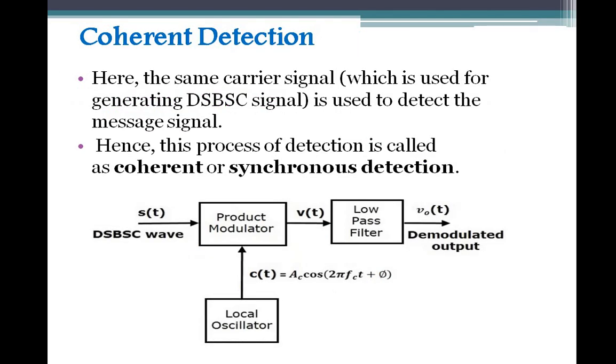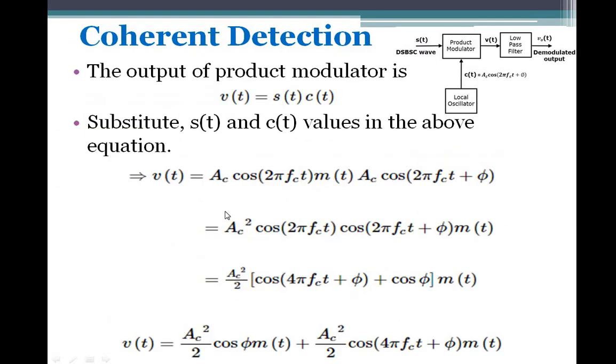Now what you have to get here? V of t. You got S of t and you got C of t. You have to get V of t. V of t is nothing but S of t into C of t. So what is S of t into C of t? I have given it clearly here also. So V of t is equal to S of t into C of t.